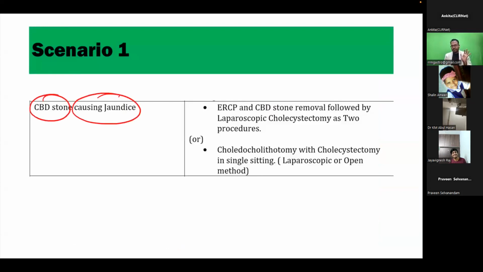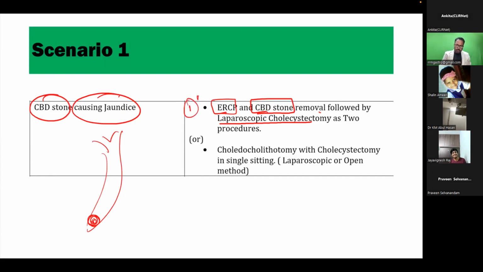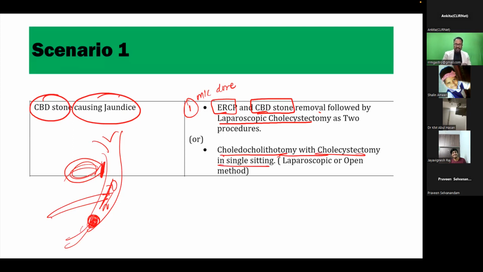What will you do? So question number 1: you are given a case of a CBD stone causing obstructive jaundice. Treatment is ERCP plus CBD stone removal followed by laparoscopic cholecystectomy, which is one method. Method number 1 is the most commonly done method. I will remove the stone by ERCP and later do a laparoscopic cholecystectomy. Another method, as I explained, is to operate directly, make an incision, do a choledocholithotomy, remove the stones, keep a T tube and remove the gallbladder also. Choledocholithotomy with cholecystectomy in a single sitting can also be done.